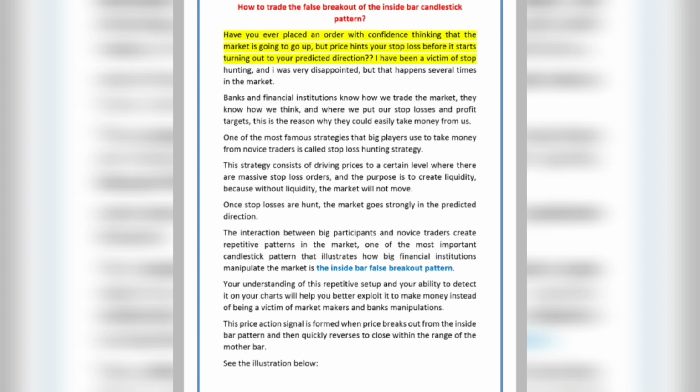Have you ever placed an order with confidence, thinking that the market is going to go up, but price hits your stop loss before it starts turning in your predicted direction? I have been a victim of stop hunting, and I was very disappointed, but that happens several times in the market.